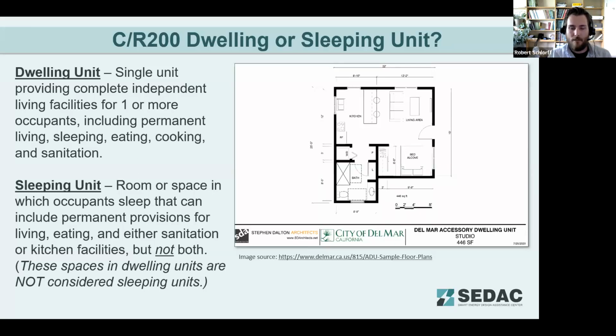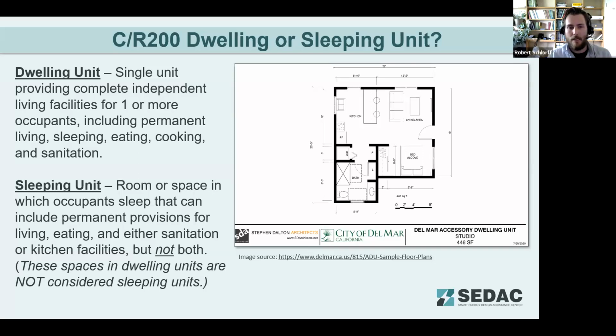A sleeping unit is very similar. However, a sleeping unit is differentiated by the sanitation and kitchen facilities. So a room or space in which occupants sleep that can include permanent provisions for living, eating, and either sanitation or kitchen facilities. So a sleeping unit cannot contain both sanitation and kitchen facilities.